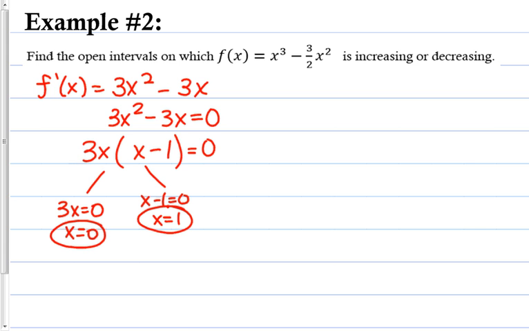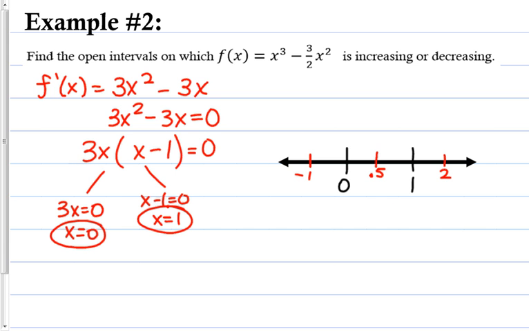So now I'm going to make a sign chart. I'm going to use 0 and 1. These are my actual critical values. And now I need test values to the left and to the right of each number. So to the left of 0, -1, I hope is the most obvious choice. To the right of 1, 2. And then in between 0 and 1, I would just go with 1/2 or 0.5, however you want to look at it. So those are my 3 test values.